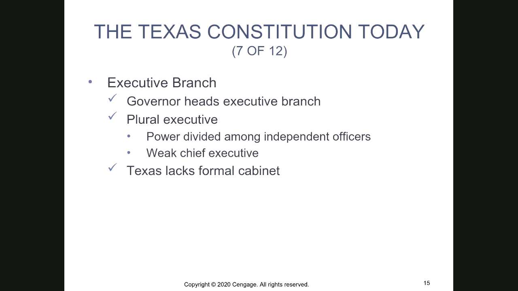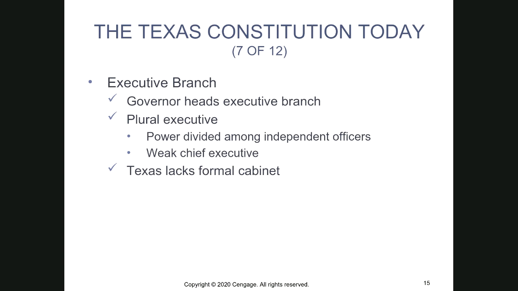We have what's known as a plural executive. So technically, we have some cabinet positions, which means that the governor does get to go in and appoint some allies into key positions. But if you think back on that long ballot that we talked about earlier in this chapter, we said the reason it's so long is that Texas voters have a lot more selection over who's going to serve in public office.